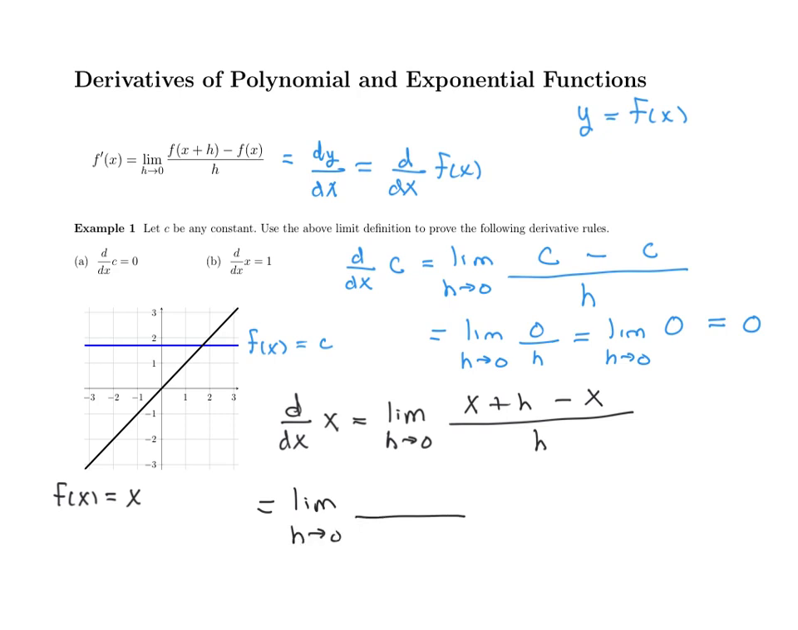If we simplify the numerator, the x's actually cancel, and we just have h left over, and we're still dividing by h. When we cancel the h's, we get 1. And the limit of 1 is 1, which proves this rule here. So if we see something just like x, we know its derivative should just be 1. So we have these as rules now. We never have to do these types of computations again.